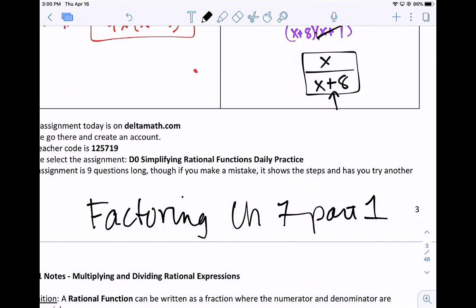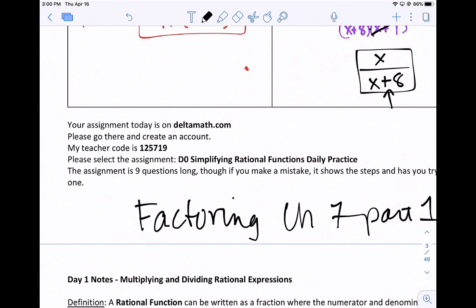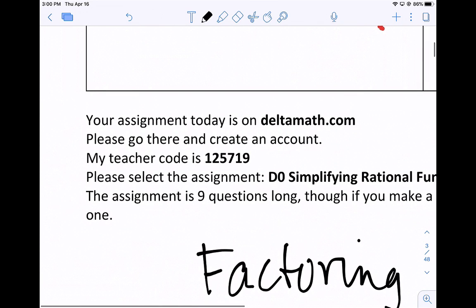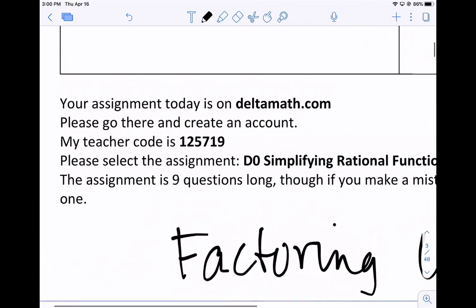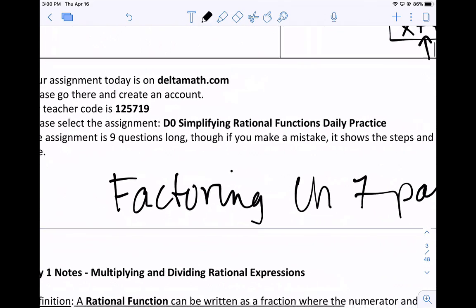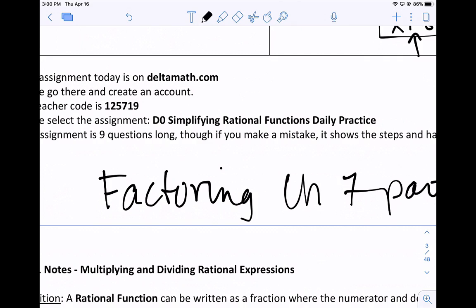All right, so our assignment today is on Delta Math. If you don't have an account, you're going to go to deltamath.com and create an account. Put your name in there. You might want to use your Google Apps account and put your name so I can see that you did it. You'll have to look up my teacher code. It's 125719, and I'll have some assignments listed there. And here's the one that you want to complete, the Day 0 Simplifying Rational Functions Daily Practice.